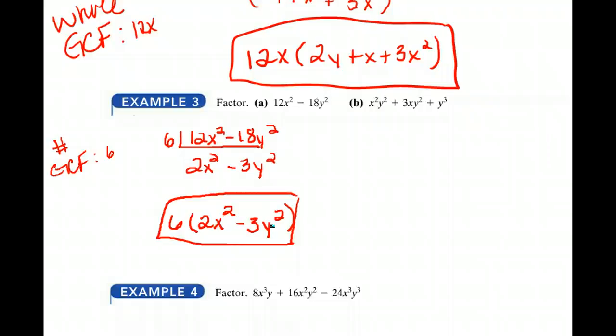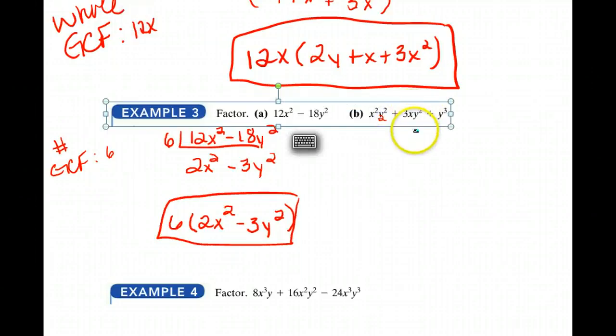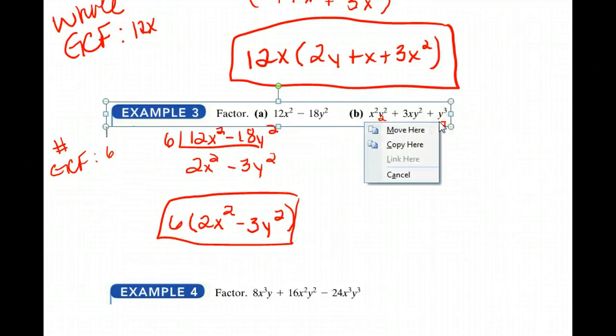Okay, at this point, you should be ready to check the work for example B. As you look across the terms, and we start with the x variable, the first term has 2 x's, the second term has 1 x, and the third term has no x's. So that means that they do not have an x in common. So now we'll look at the y's. The first term has 2 y's. The second term has 2 y's, and the third term has 3 y's.